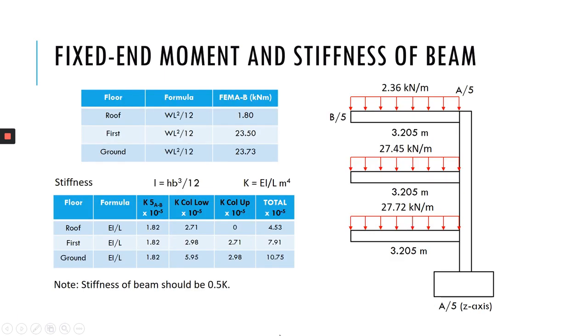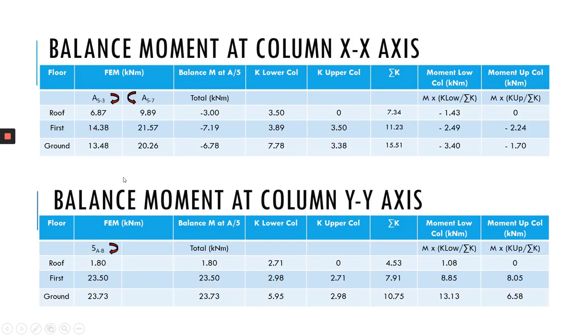Okay, next we have to do for another axis, which is the zigzag axis. Same process, we have to calculate the fixed end moment, and then we have to calculate the stiffness, and also we have to calculate the EI. Okay. Next, we have to calculate the balance moment at the column, XX axis and also ZZ axis or YY axis. Okay, so we have to go through one by one for the roof first and also ground.